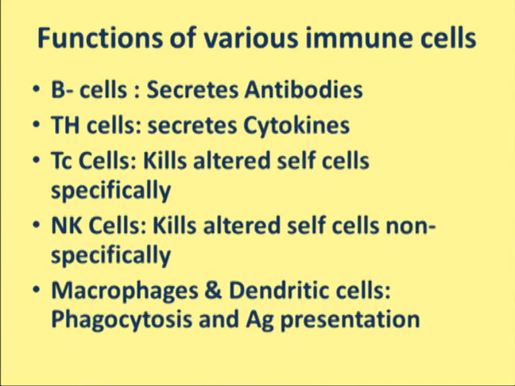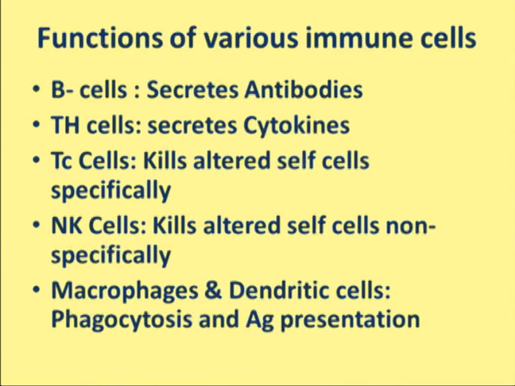Then come TC cells. We have discussed these cytotoxic T cells. They will kill the altered cells. Specifically, a particular kind of TC cell will kill a particular kind of altered cell only. NK cells will also do the same job, but they will do it non-specifically. That means if an NK cell comes across any kind of altered cell, it will kill it, whereas a TC cell will kill only a specific kind of altered cell for which it is highly specific.